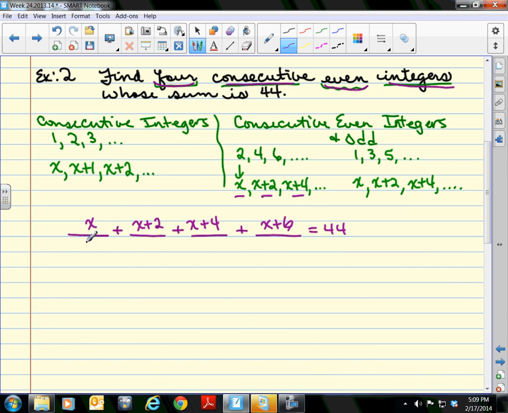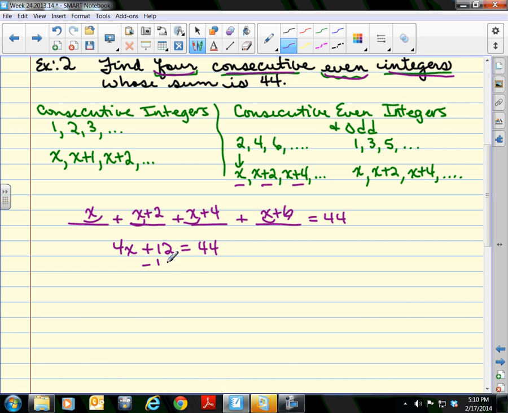Now we just solve it. So put like things together. x, there's 4 x's. 2, 4, and 6. 6 and 4 make 10, plus 2 make 12, equals 44. Subtract out your 12. Bring down 4x. So that's a 32. Divide both sides by 4, so x is equal to 8.